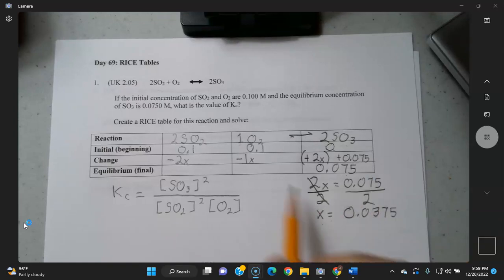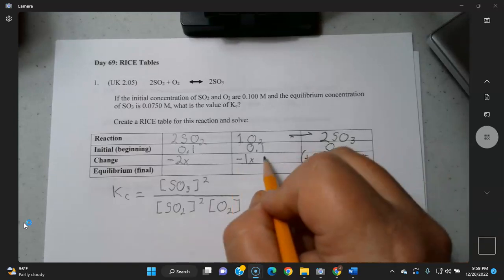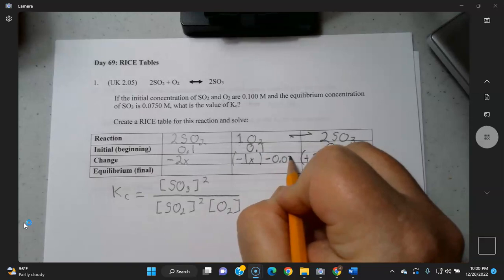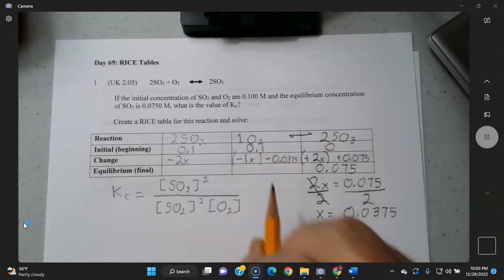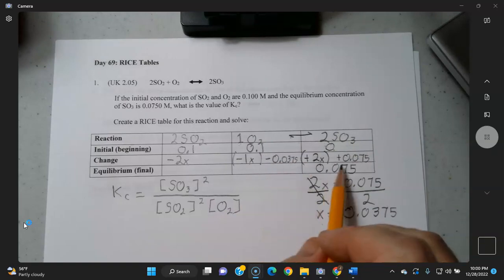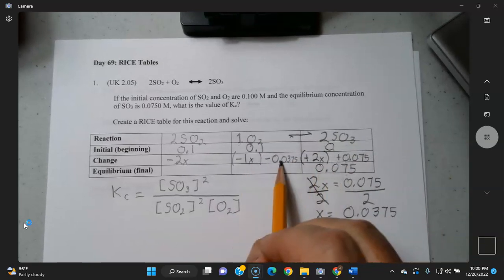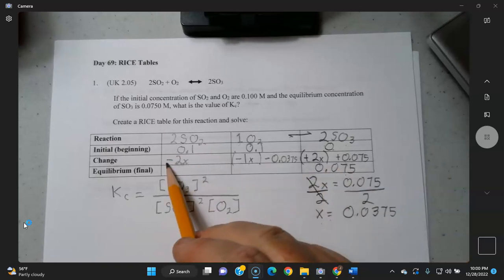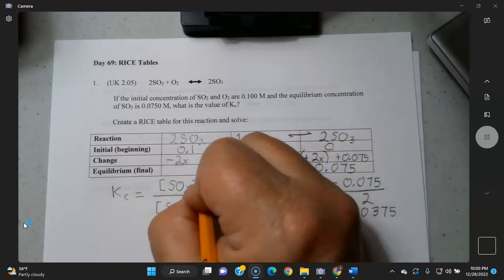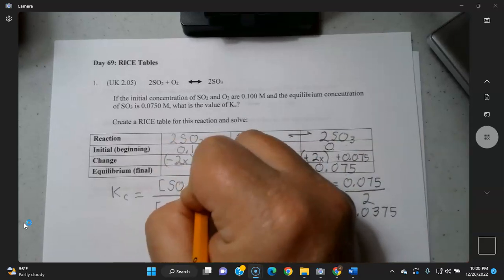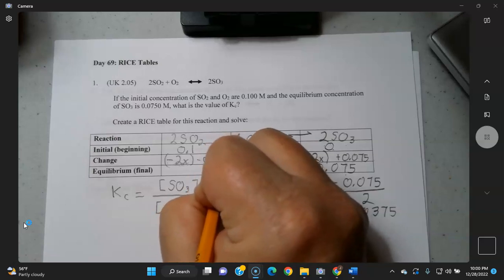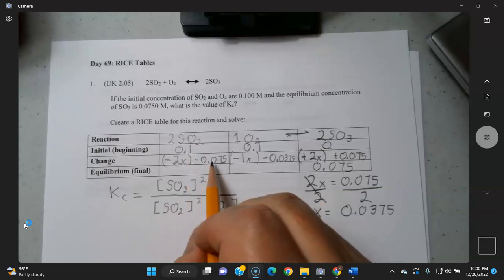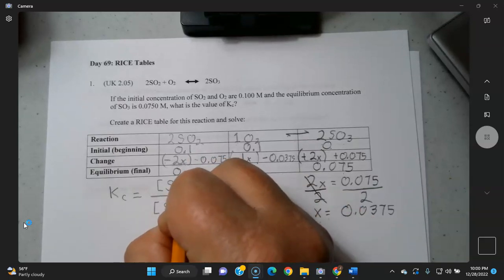So if that's the value of x, then this negative 1x is going to have that value. I'm going to put this in parentheses. It's going to be negative 0.0375 because it's on the reactant side, so it's decreasing in value. So whatever this value is, 2x, 1x has to be half that value. And this 2x right here has got to be the same as this 2x over here. Only difference is it's a negative sign, so it's decreasing. Okay, so now you're ready to just do your additions or subtractions. So 0.1 minus this is going to be this.